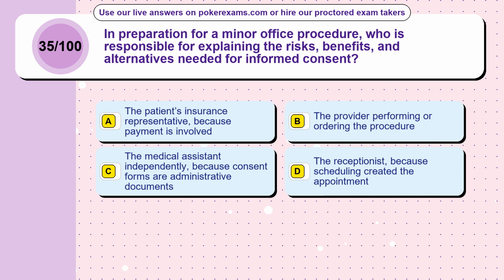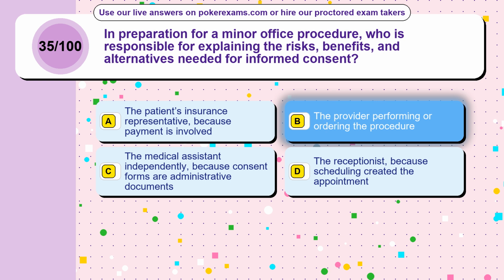Question 35. In preparation for a minor office procedure, who is responsible for explaining the risks, benefits, and alternatives needed for informed consent? Option A, the patient's insurance representative, because payment is involved. Option B, the provider performing or ordering the procedure. Option C, the medical assistant independently, because consent forms are administrative documents. Option D, the receptionist, because scheduling created the appointment.